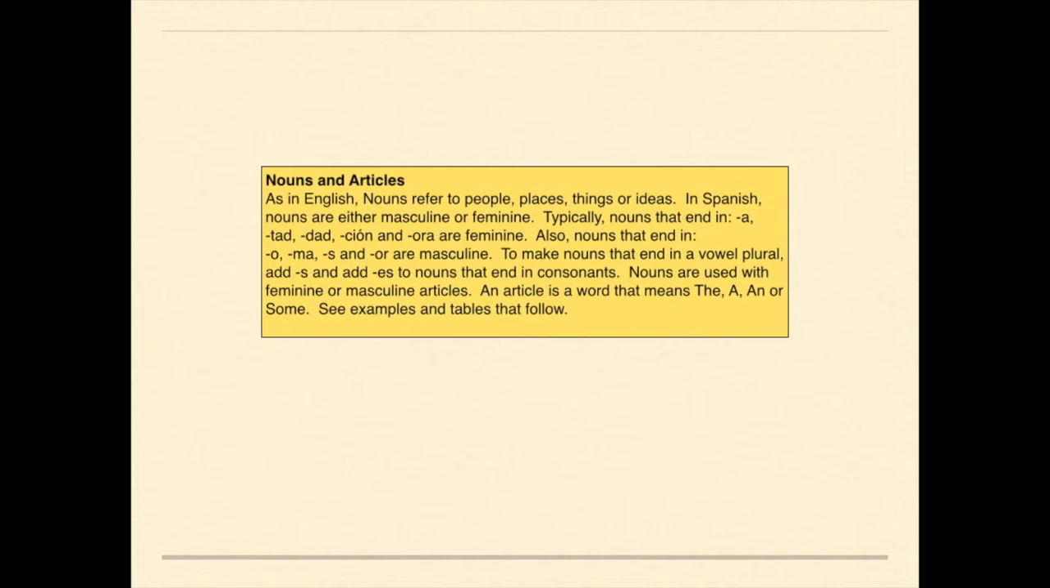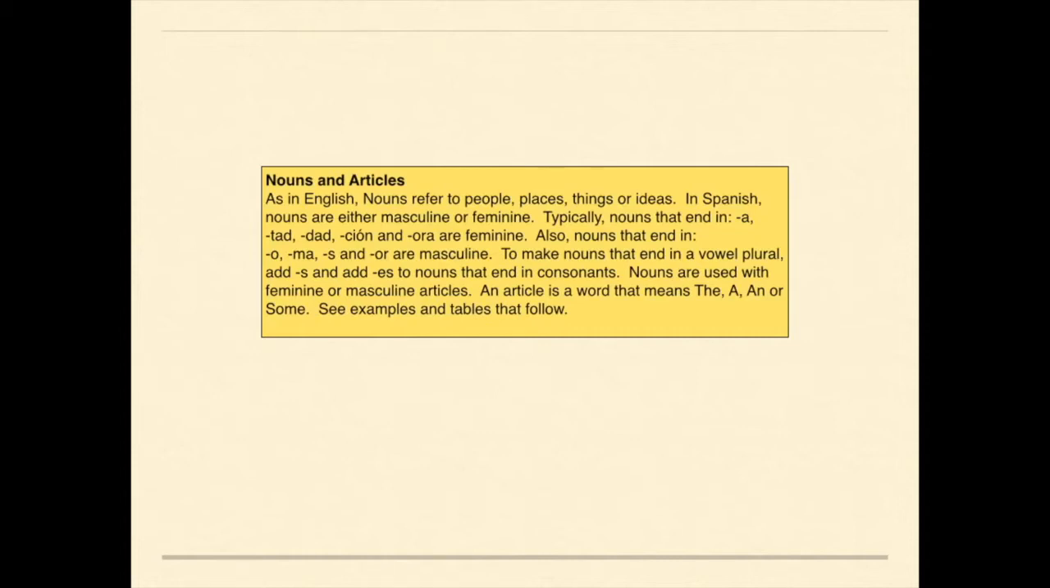As in English, nouns refer to people, places, things, or ideas. In Spanish, nouns are either masculine or feminine. Typically, nouns that end in a, tad, dad, sion, and ora are feminine. Also, nouns that end in o, ma, ese, and or are masculine.